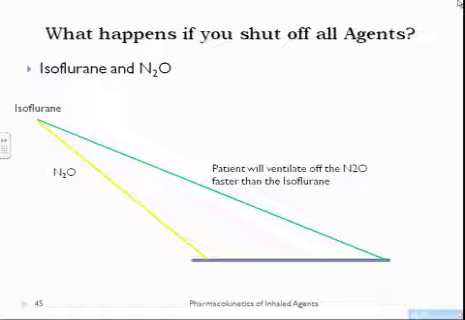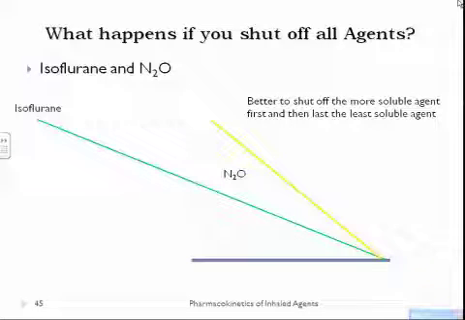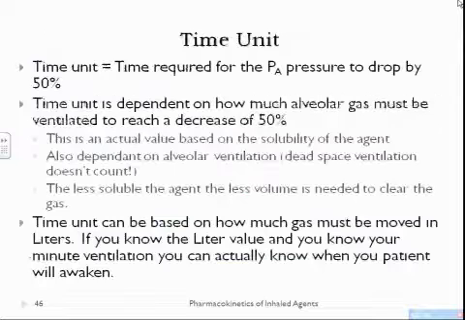So what happens if you shut off all of your agents at the same time? If you're shutting off your isoflurane and nitrous at the same time, the nitrous oxide falls much more rapidly, and now the reason this person is not waking up is that the nitrous oxide is gone but the isoflurane is still hanging about. So what you really should do is shut off the isoflurane first, and then shut off the nitrous oxide following that. So always shut off your more soluble agent first, and then the least soluble agent next.